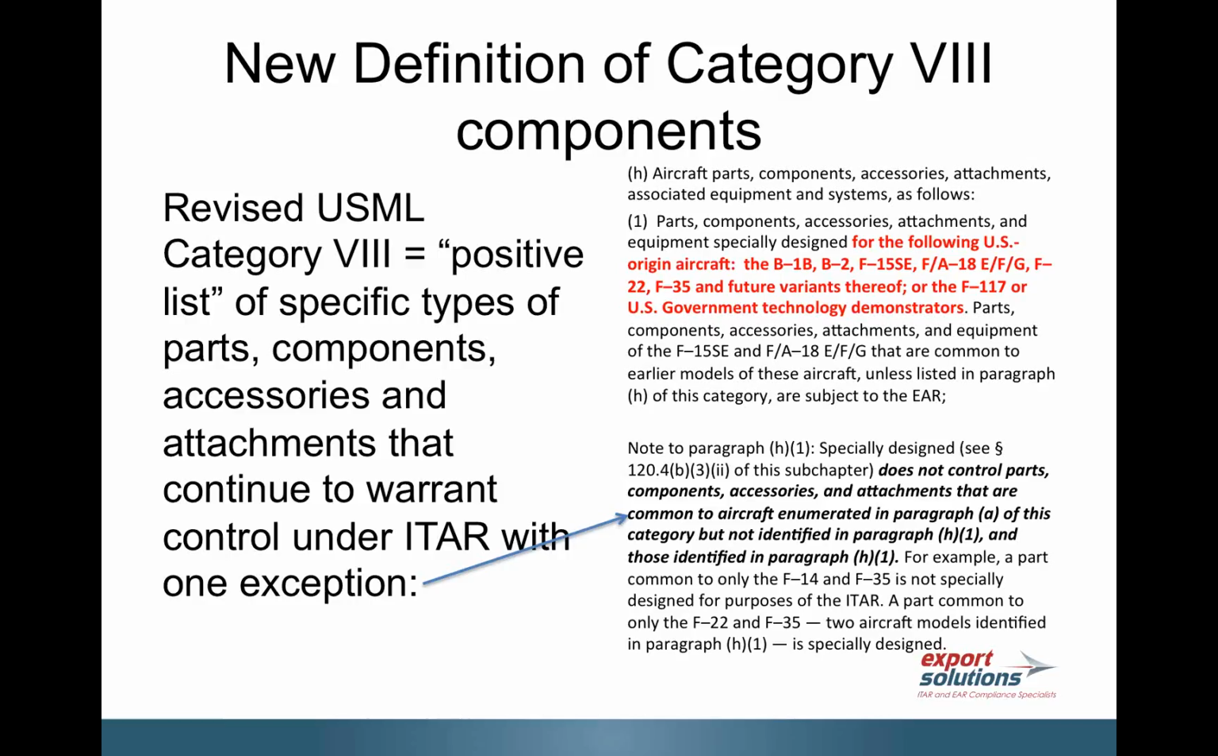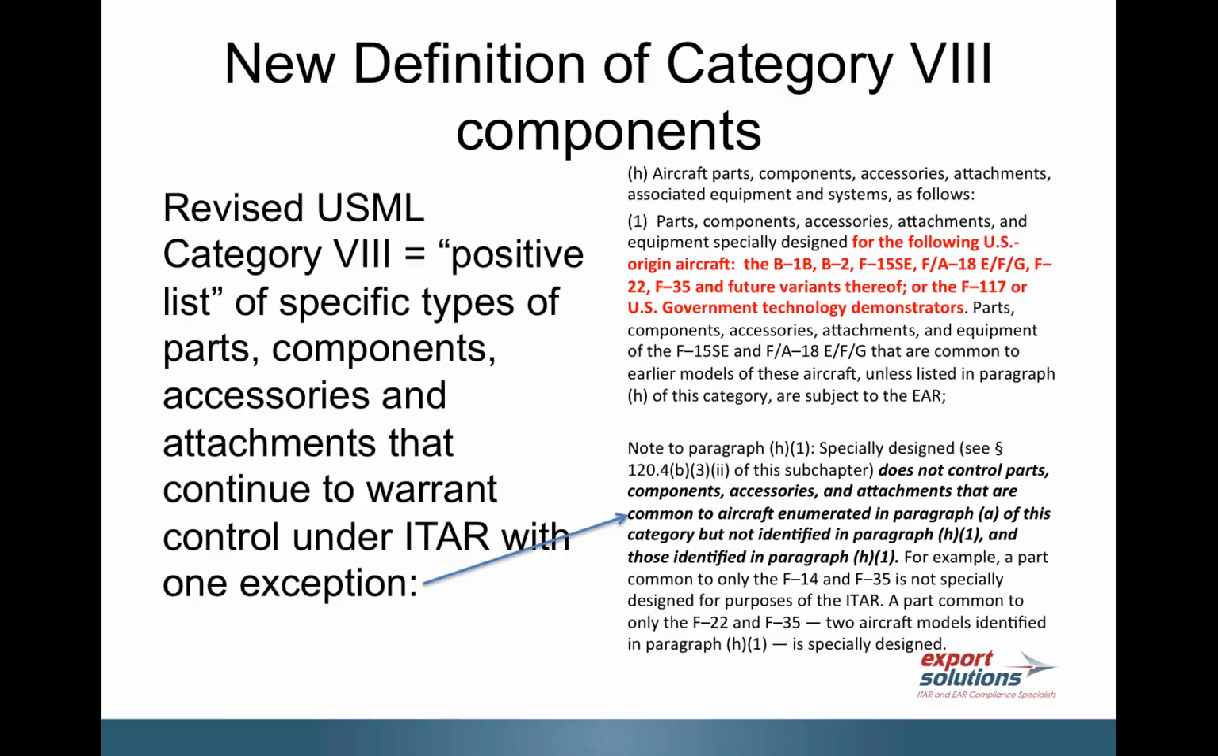Earlier models of the F-15 are missing, and that is intentional. They figure they're ubiquitous enough where they're still controlled, but they're controlled under the Commerce list. So it's just interesting that, for instance, you're not going to see C-130s in here. C-130s are a transport. Unless you have an AC-130 where you've added weapons to it, it's going to be under the 600 series control under the EAR. So that's a pretty drastic change.